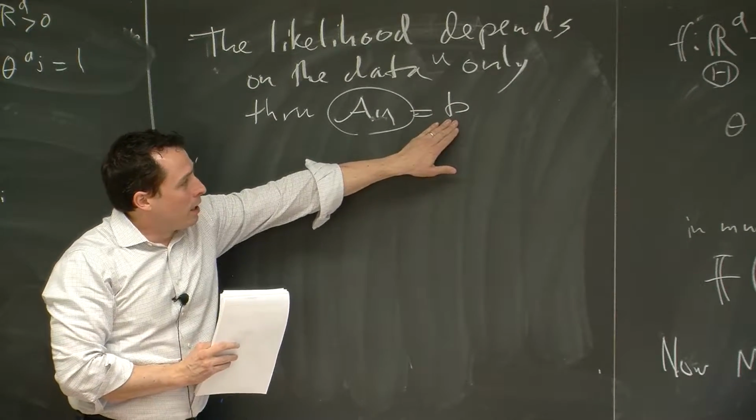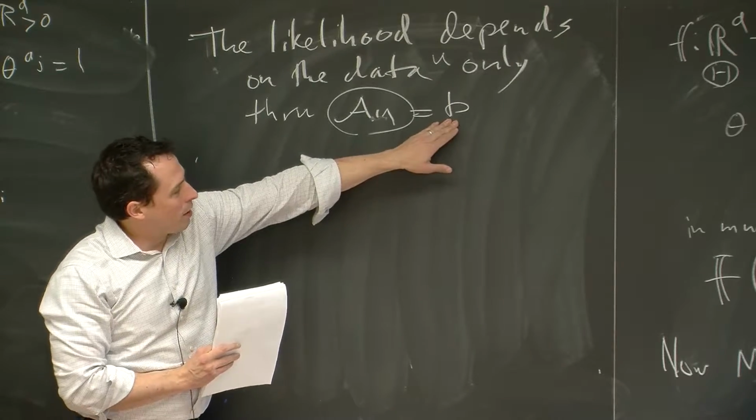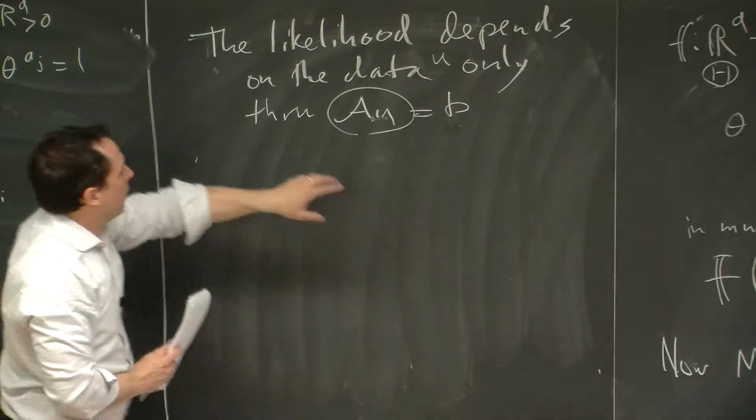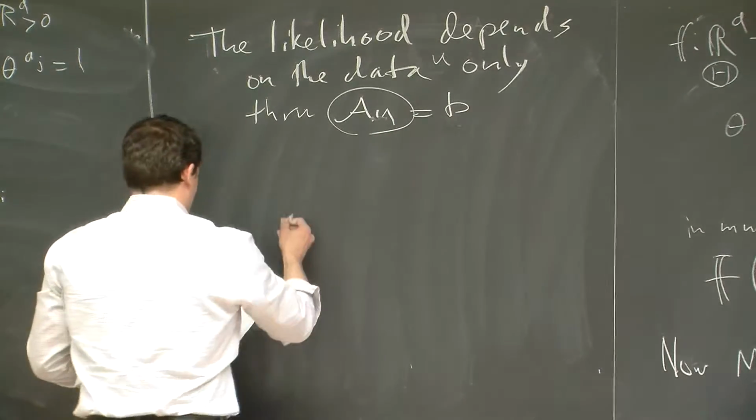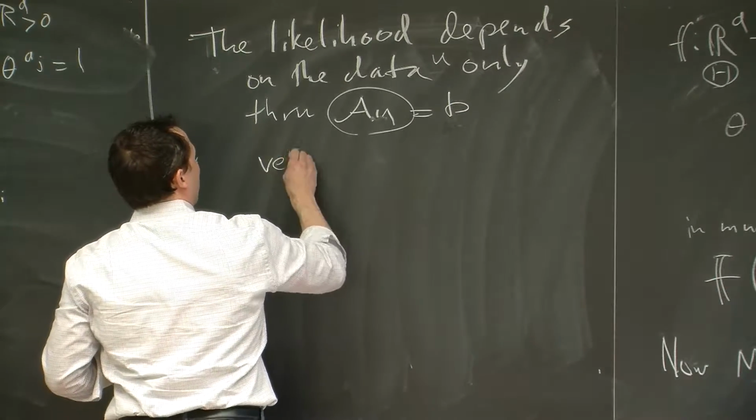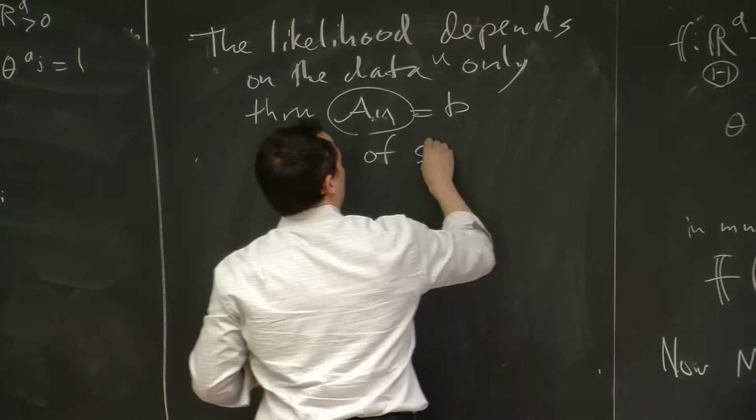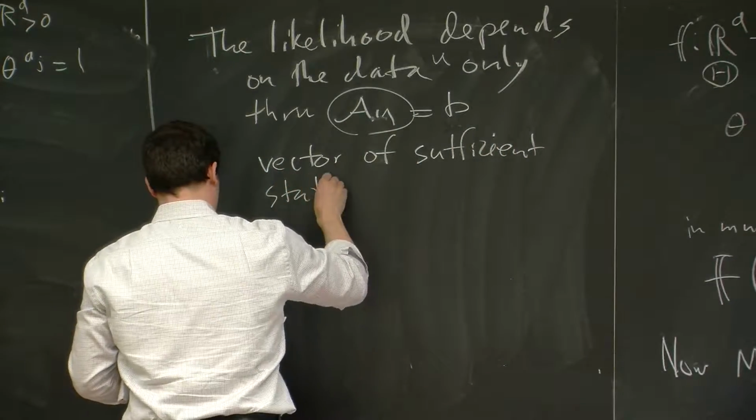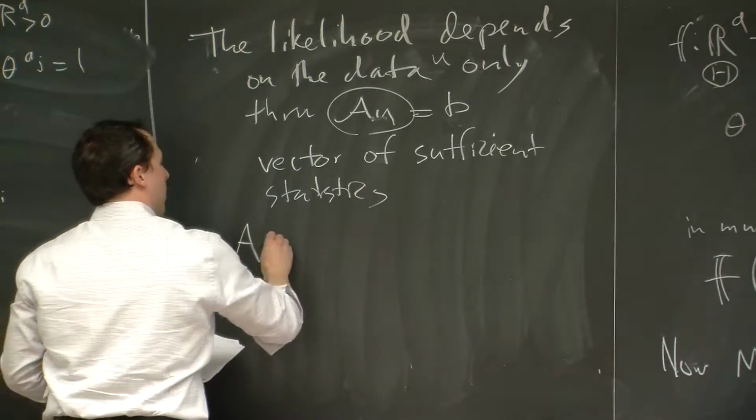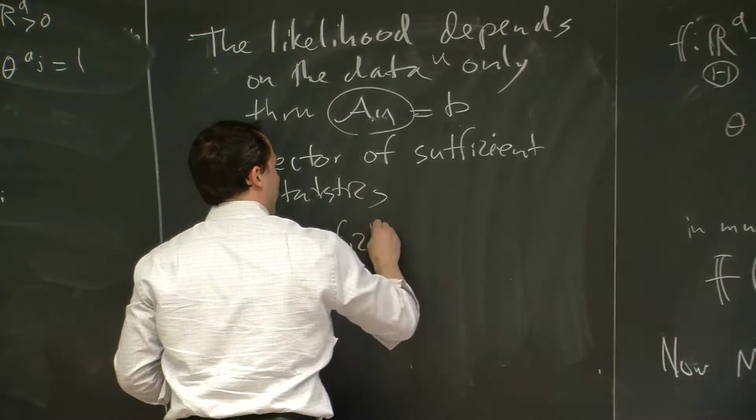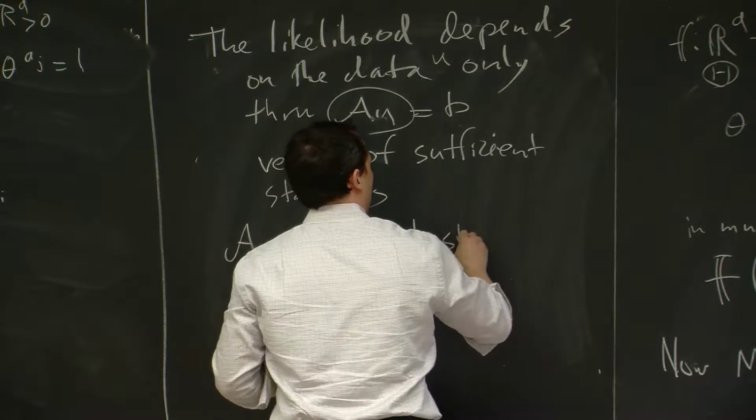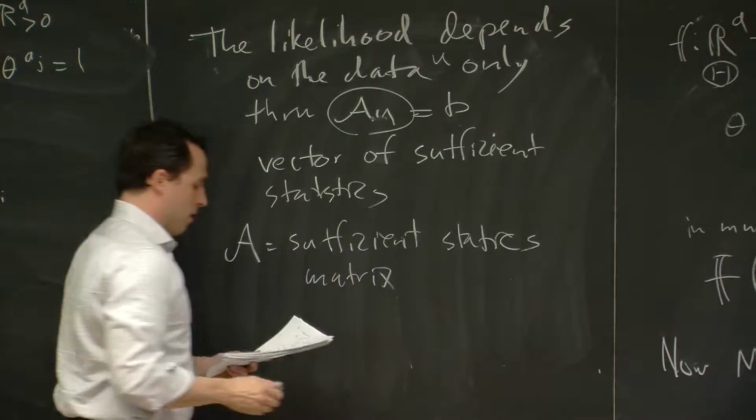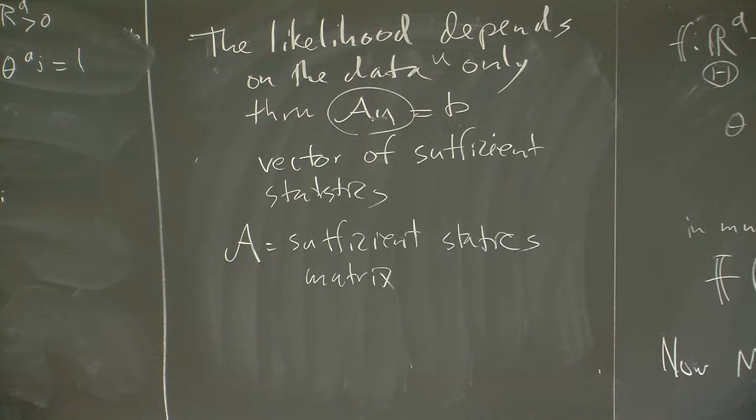How many times did x1 occur? How many times did x2 occur? How many times did x equal 0 and y equal 1 at the same time, and so on. That's what this vector looks like. It only depends on that, and this is called the vector of sufficient statistics, or just the sufficient statistics. And A is sometimes just called the sufficient statistics also, confusingly. I like to call it the sufficient statistics matrix. So it's the thing that computes the sufficient statistic from the data.